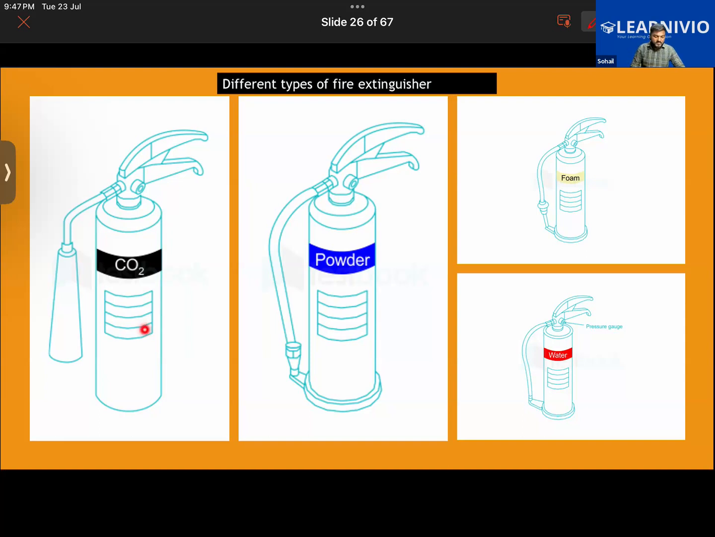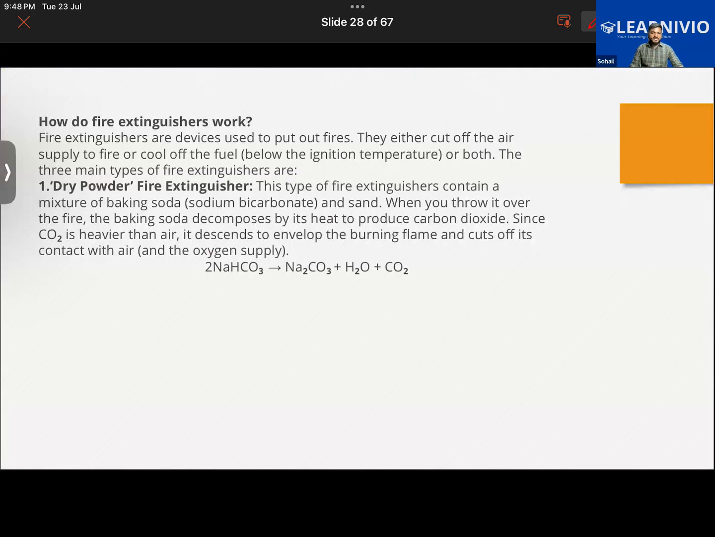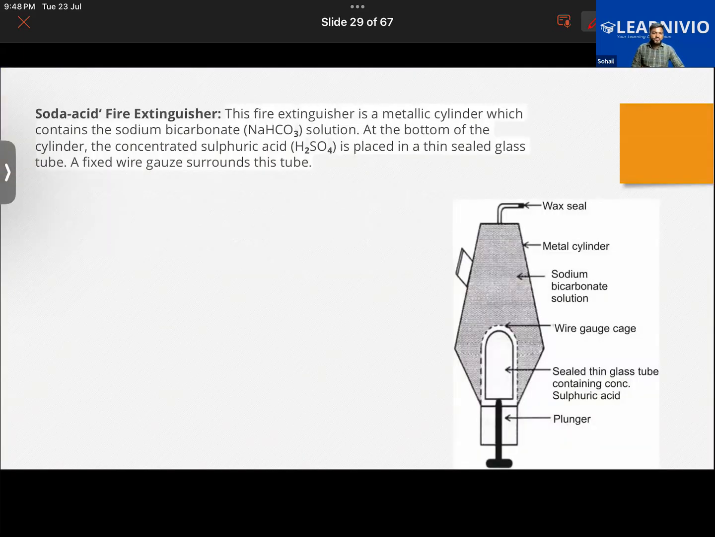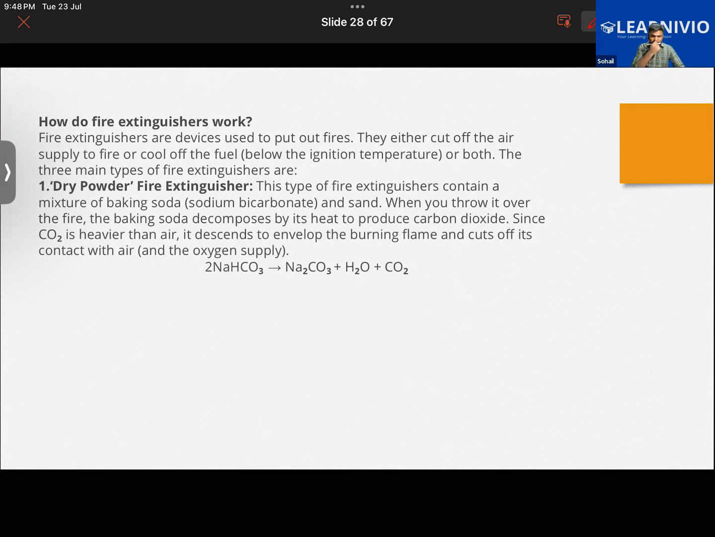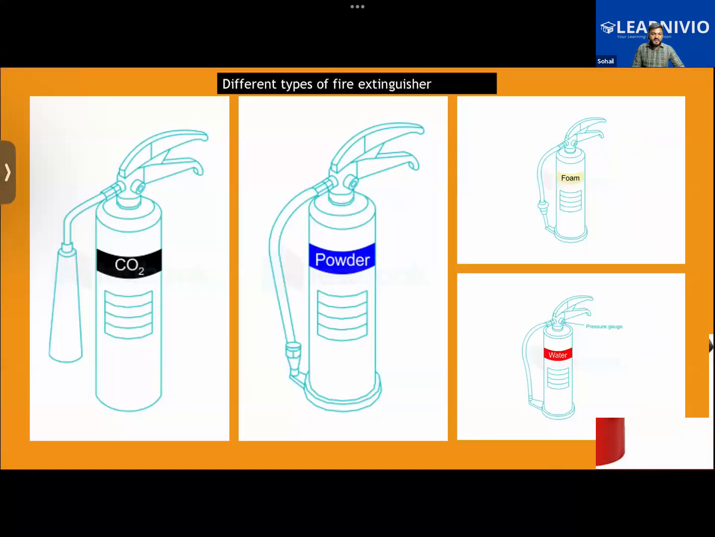About the carbon dioxide extinguisher and the water one, you guys already know about this. But there are some other kinds of fire extinguishers also, like the powder fire extinguisher and the foam fire extinguisher. What interesting thing we learned in the previous class is that there's a soda acid fire extinguisher. We'll be learning about that, but let's first learn about the dry powder fire extinguisher. The basic thing is that this fire extinguisher uses carbon dioxide. This one will also be using carbon dioxide.